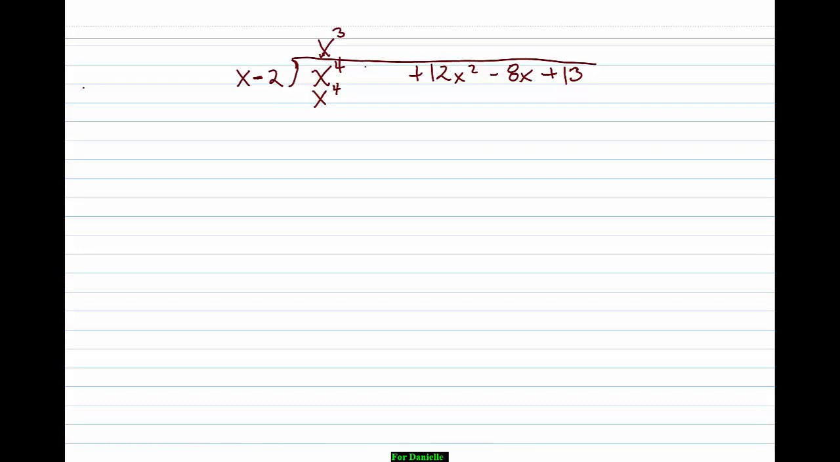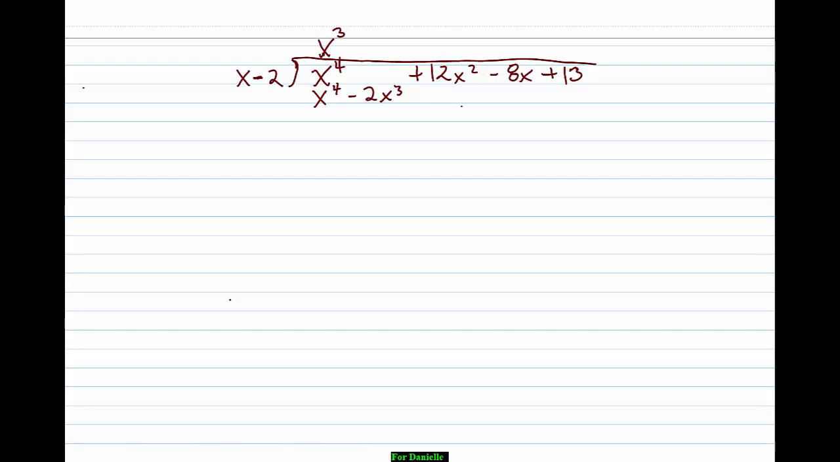Now notice that I left a placeholder right here because in my original polynomial I had an x to the fourth term and the next term was an x squared. So I don't have any x cubed terms, so I left a placeholder there so that when I do my subtractions I will have everything lined up the way I want. All right, so x cubed times minus 2 is negative 2x cubed. So I'm just going to write that down here.